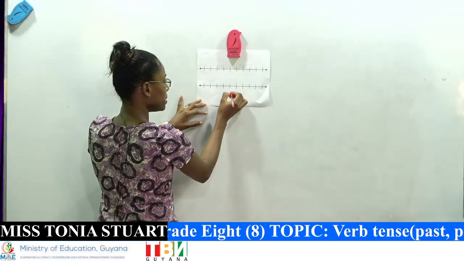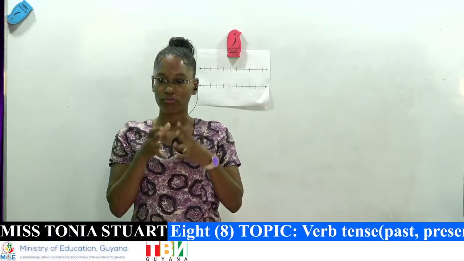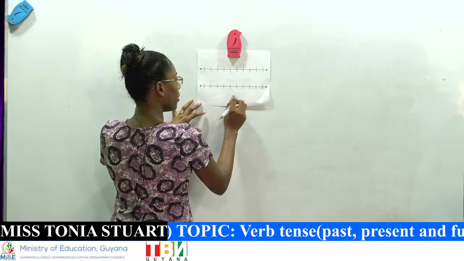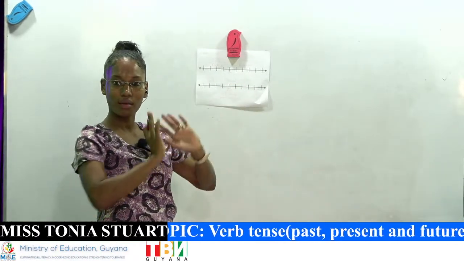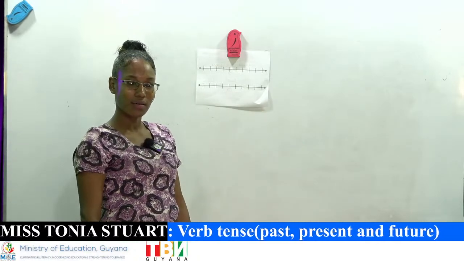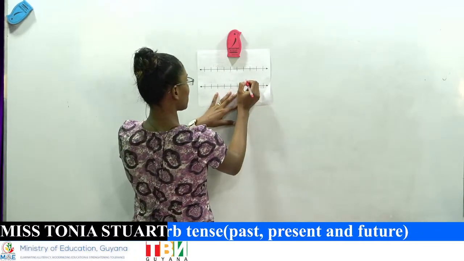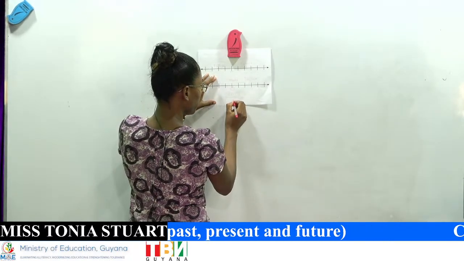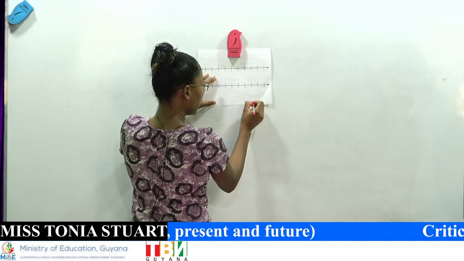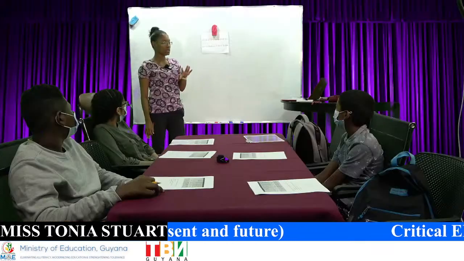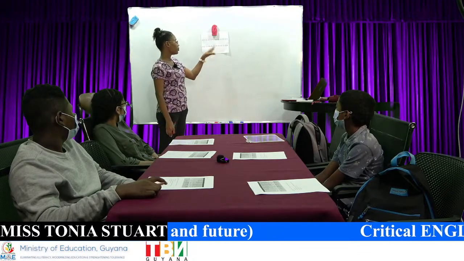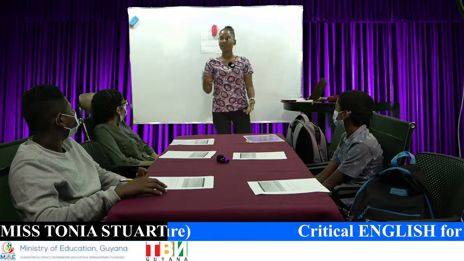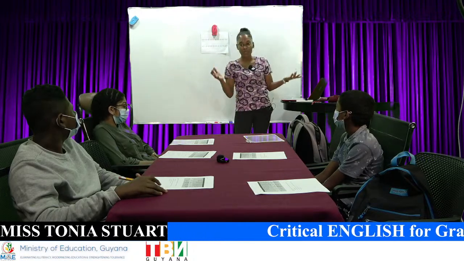And what about when we stand here? Present. Right now. So we have the present. And what about when we go forward, into the future, yes. So today we're looking at verb tense, and we're going to examine 3 tenses of the verb. We're going to look at the past, the present, and the future.